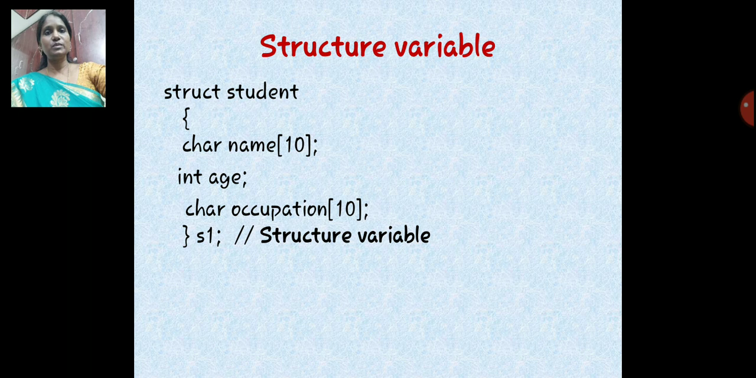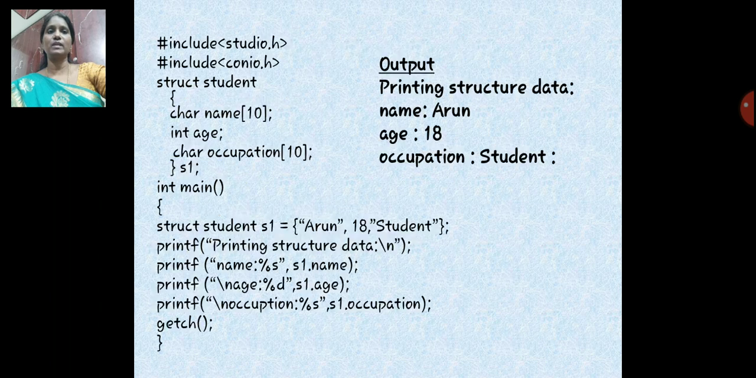Okay, only using this S1, which is a structure variable, we can access the structure data, which are name, age and occupation, right? So once we have created the structure variable, we can initialize the structure data, right? We'll see how we do that.